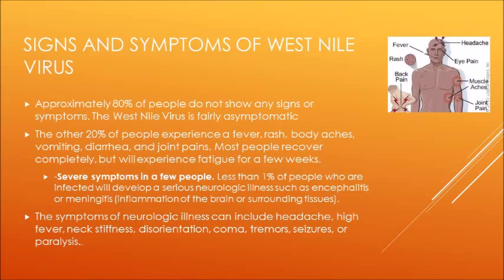Some people experience severe symptoms. Less than 1% of people who are infected will develop a serious neurological illness such as encephalitis or meningitis, which is inflammation of the brain or surrounding tissues. The symptoms of neurologic illness can include headaches, high fever, neck stiffness, disorientation, coma, tremors, seizures, or even paralysis.